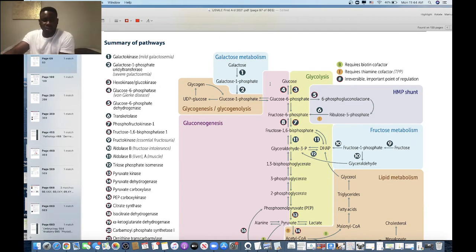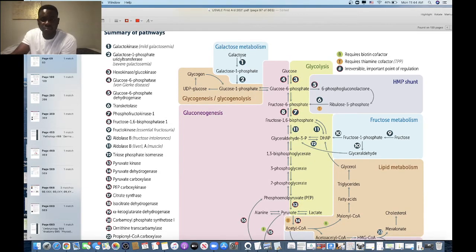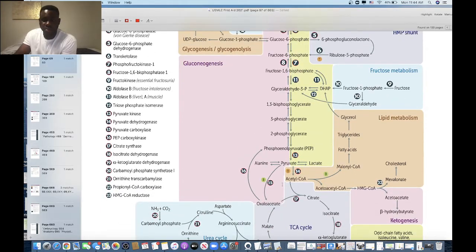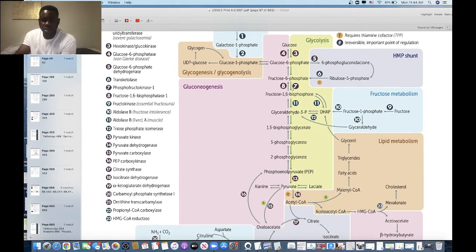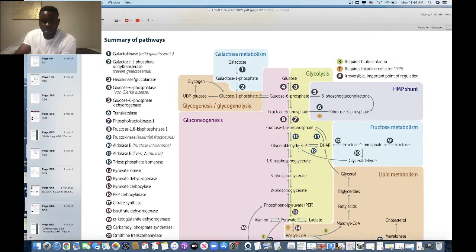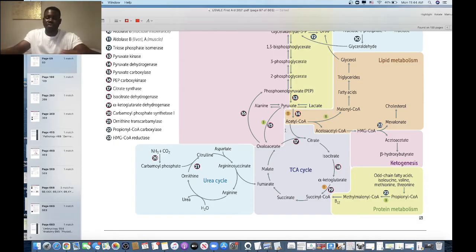I think I have talked about this in some way, but I can talk about it again. So first, the central part of our metabolism is what? Breaking down of glucose, that is glycolysis. All here is glycolysis to the TCA cycle. Then all other things are linked to it.